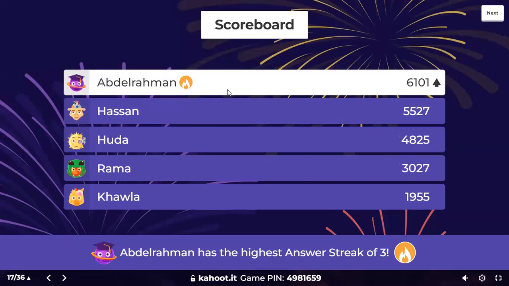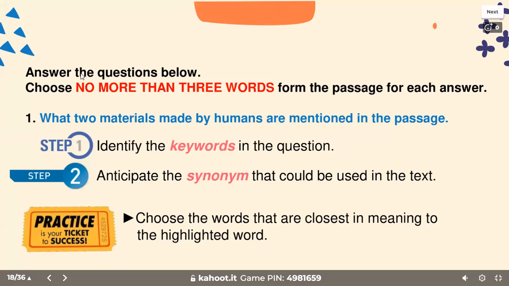Okay, so Abdurrahman now is number 1. I think he has a streak of 3 correct answers. Way to go, Abdurrahman. Hassan number 2, Huda number 3, Rama number 4, Khawla, I think because of some technical issues, she's there. Okay, now answer the questions below.